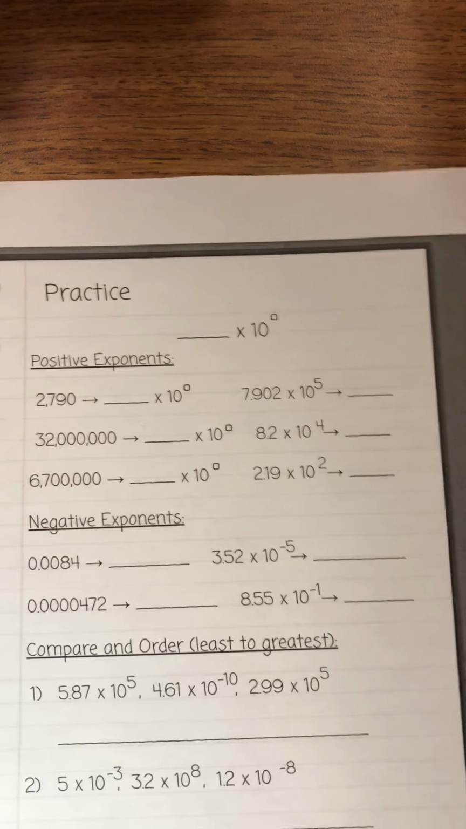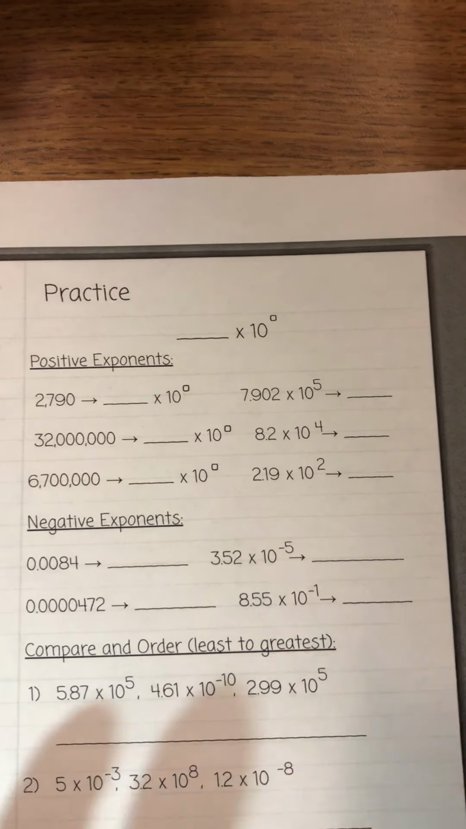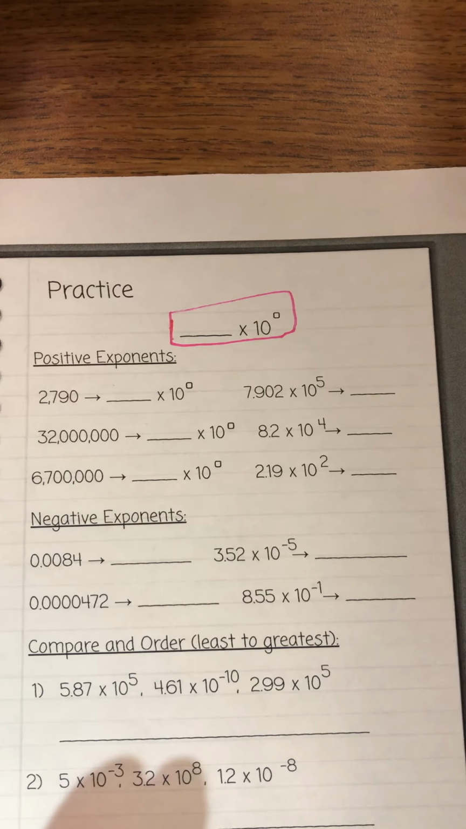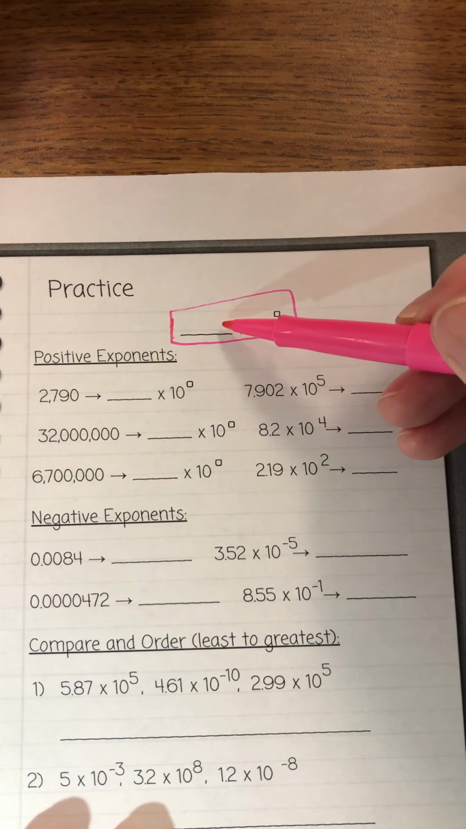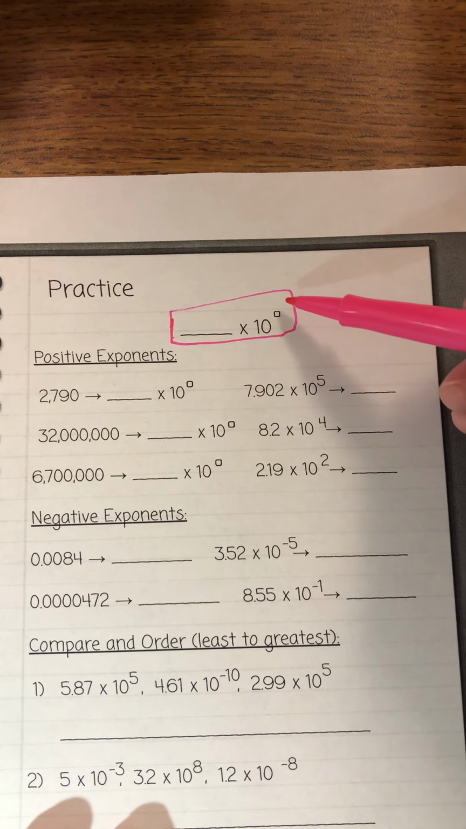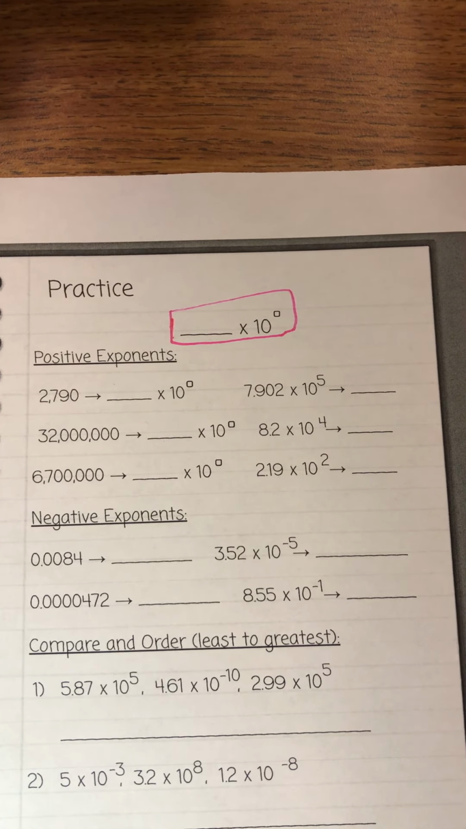So let's focus in on our notes. Now this right here, this is the outline or the framework that we're going to use to represent our scientific notations. One, you have a base, that's where you're going to put that number, and it's always going to be times 10, and then you're going to have a place for your exponents. Now I realize these little squares are very tiny, so you might have to write outside the box. So let's talk about positive exponents first.